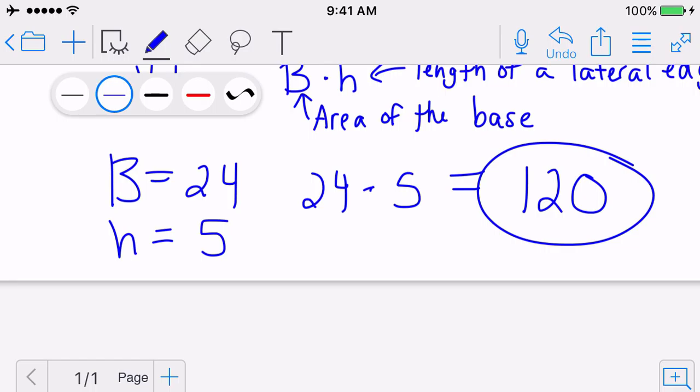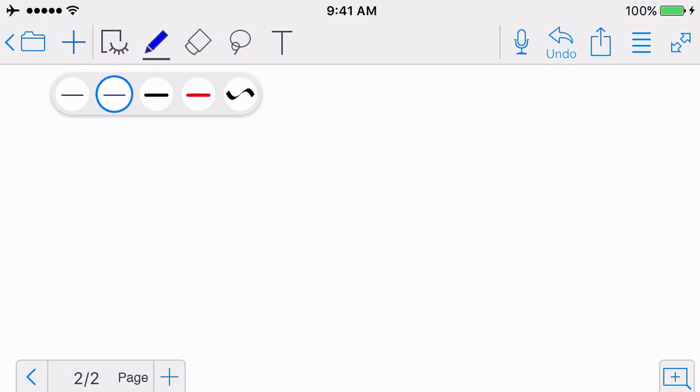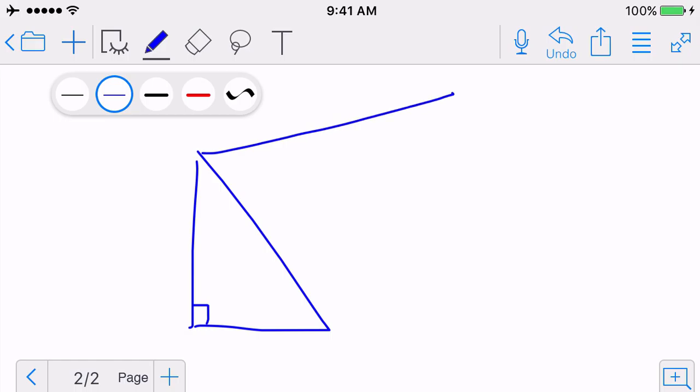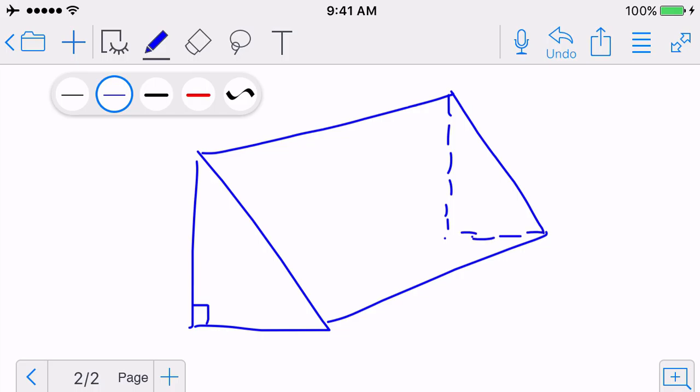All right, moving along. So let's do one more example. I'm going to give you a triangular one this time. So let's say I have a right triangle here, and I'm going to draw the rest of my prism so that it's going to extend back. There we go. And then let's give it some measurements. So let's say this is 6, 3, and then let's say this guy is 9.